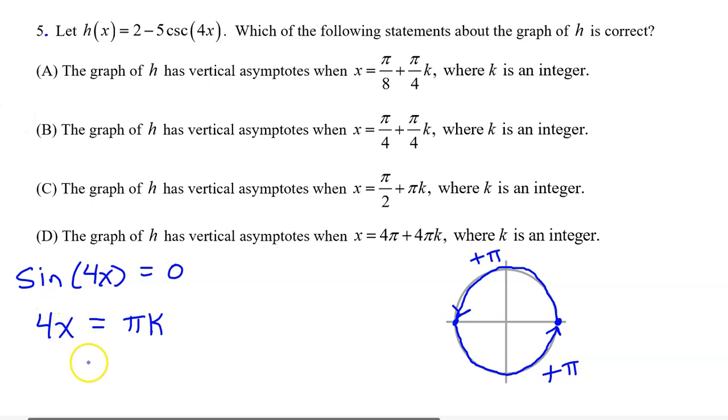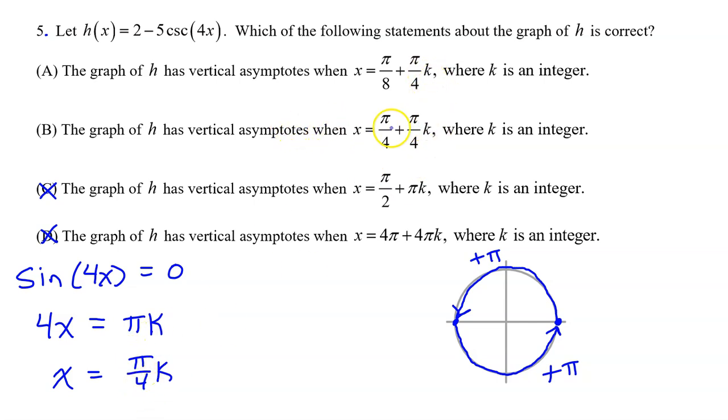We can get x by itself by dividing both sides by 4. That gives x is equal to pi over 4 k, where k is any integer. This does not exactly match any of the answer choices. However, I feel I can eliminate options C and D. Only options A and B have the pi over 4k added on.